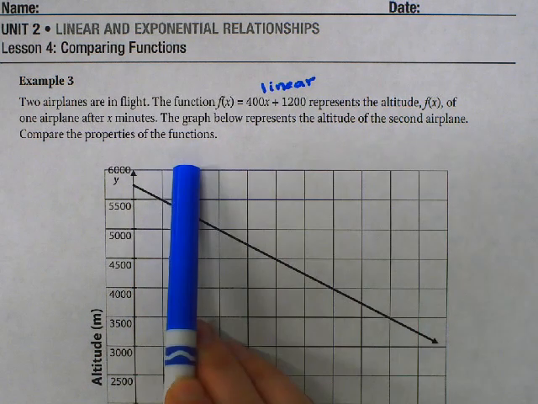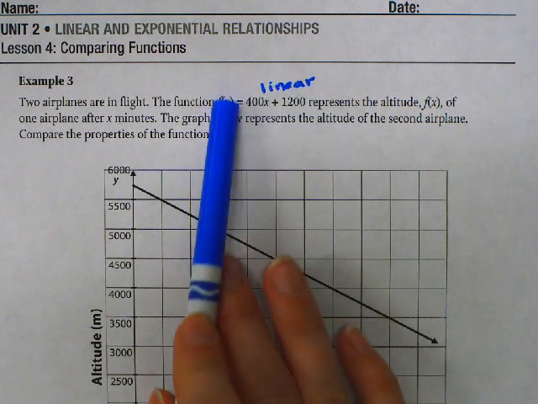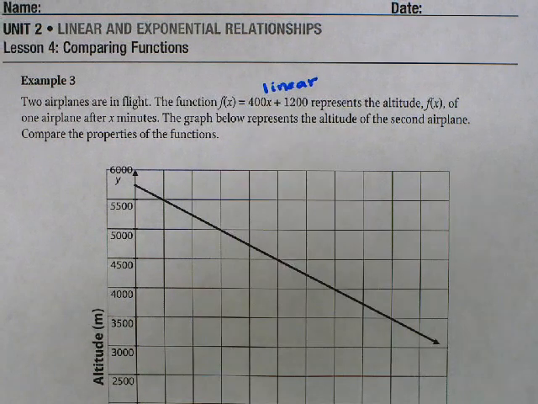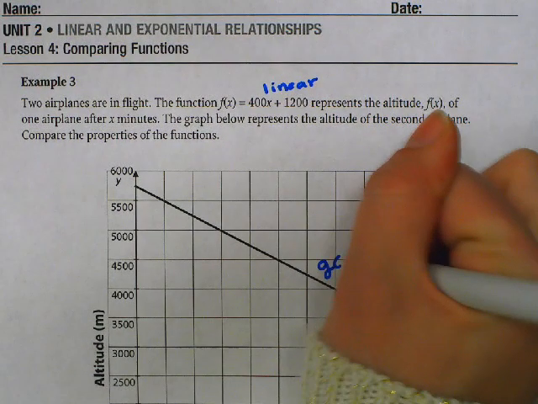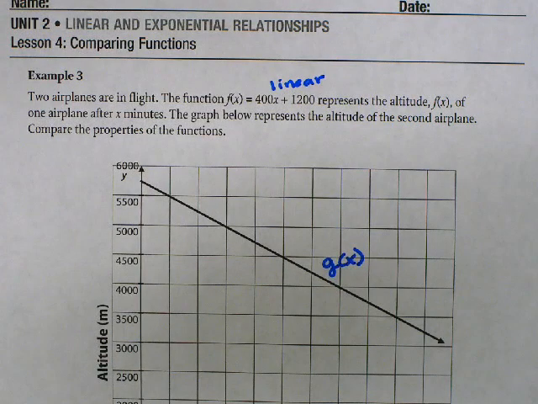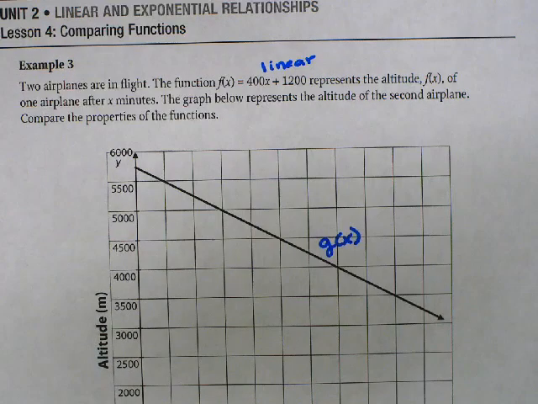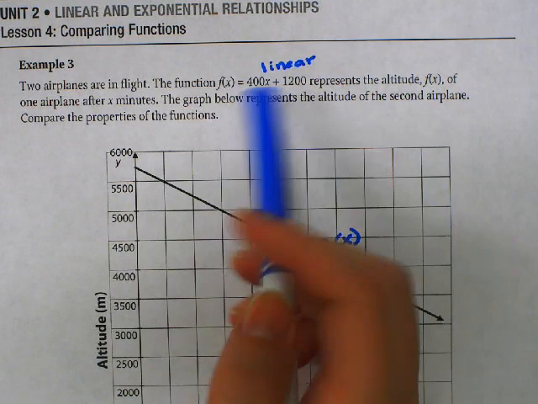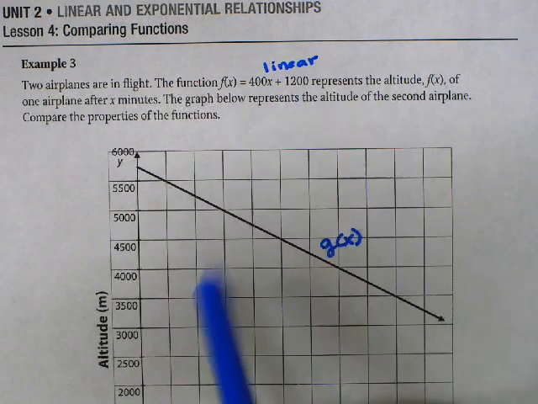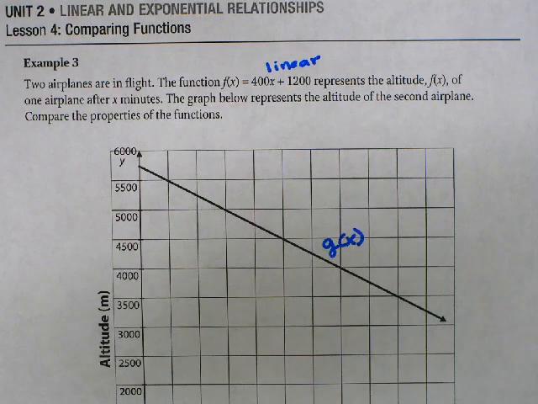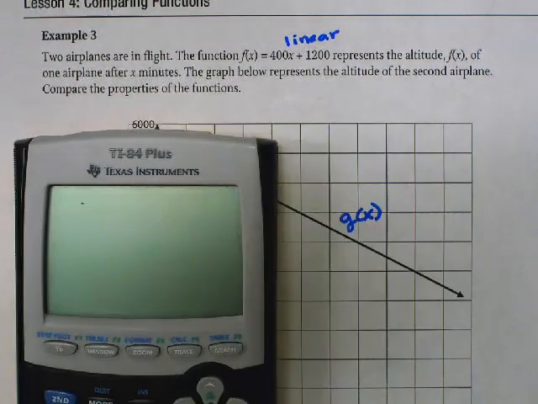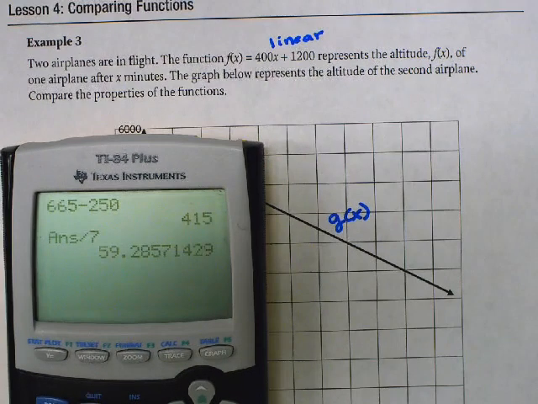Compare them. So they've already told me that this guy is f of x. So let's go on ahead and name this one g of x. We want to make sure we understand that these are 2 different functions. I think we're going to be okay to graph this particular function on this graph as well. Probably the easiest way for us to do that is to put it into our calculator.